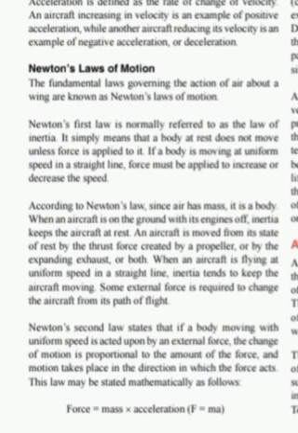When an aircraft is on the ground with its engine off, inertia keeps the aircraft at rest. An aircraft is moved from its state of rest by the thrust force created by a propeller, or by the expanding exhaust, or both. When an aircraft is flying at uniform speed in a straight line, inertia tends to keep the aircraft moving. Some external force is required to change the aircraft from its flight path.